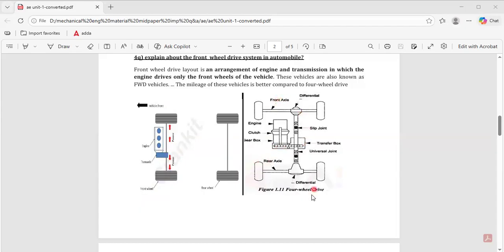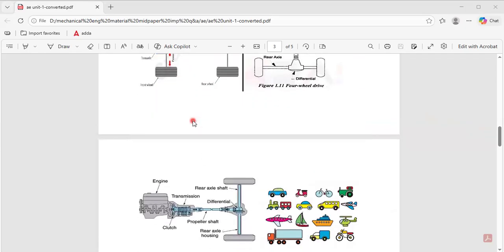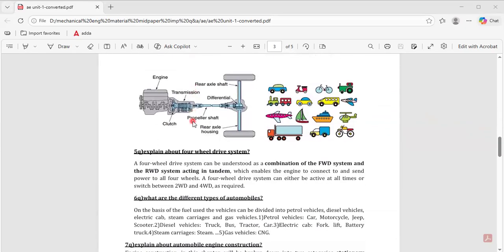Here we can see this is a four-wheel layout in total, but only the front wheels are driven, which is what we call the front wheel drive system. As per the definition, a front wheel drive layout is an arrangement of the engine and transmission in which the engine drives only the front wheels of the vehicle. These vehicles are also known as FWD, meaning front wheel drive vehicles. The mileage of these vehicles is better compared to four wheel drive systems. The engine is placed almost in the forward direction, which gives good efficiency.